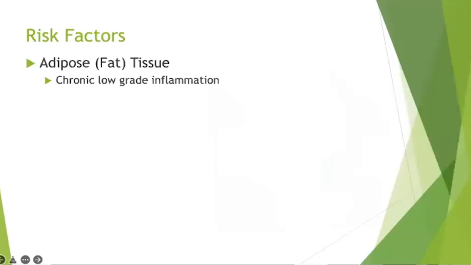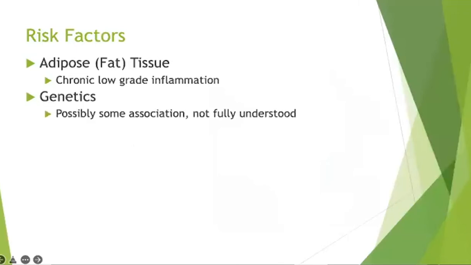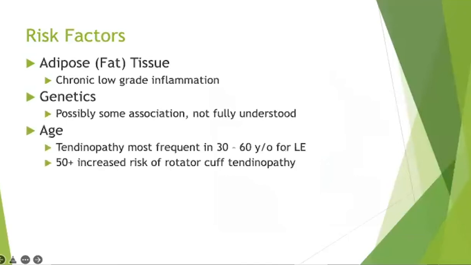Adipose or fat tissue, which we know, and there's more and more research coming out, causes chronic low-grade inflammation. Genetics, there's possibly some association, although it's not fully understood, with the COL1A1 gene mutation. There's going to be more research upcoming on that in this decade, I'm sure. Age, tendinopathy is most frequent between the 3rd and 6th decade of life for the lower extremities, and 50 years and plus for the rotator cuff.